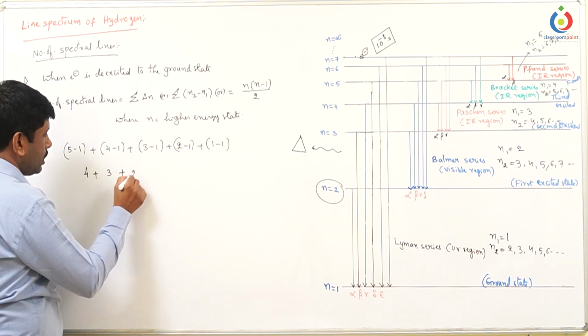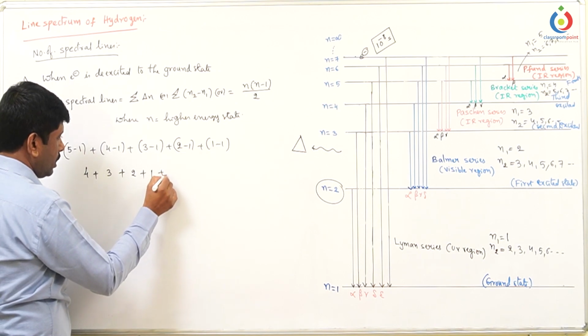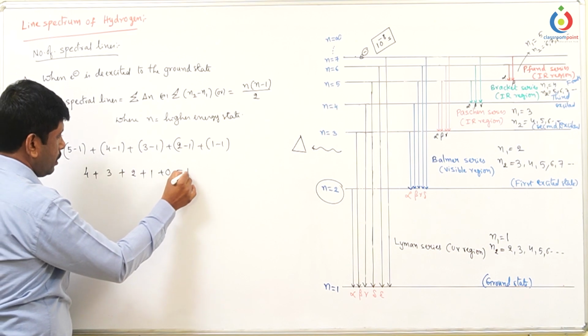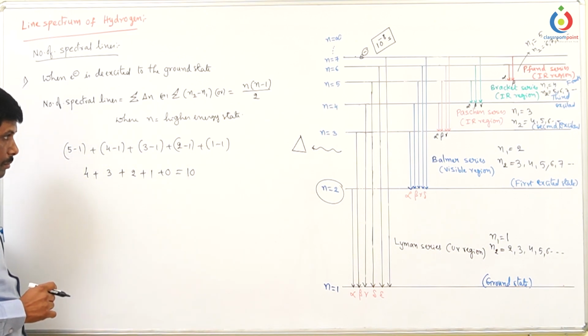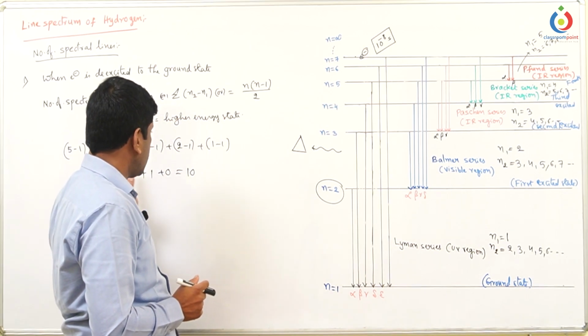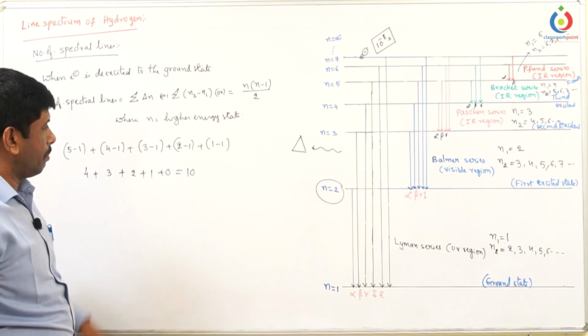3 minus 1 is equal to 2. 2 minus 1 is equal to 1. 1 minus 1 is equal to 0. Total value: 4 plus 3 is 7, 7 plus 3 equals 10. So we can see 10 spectral lines. So this is the calculation where we have to add all the difference values if you use this formula.